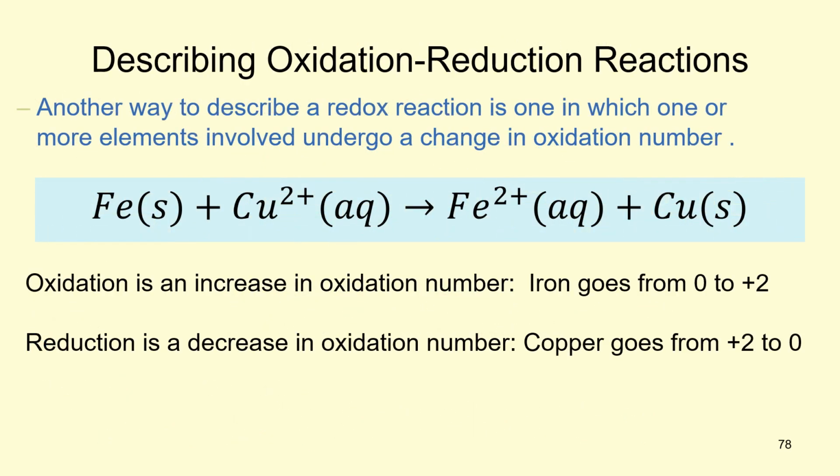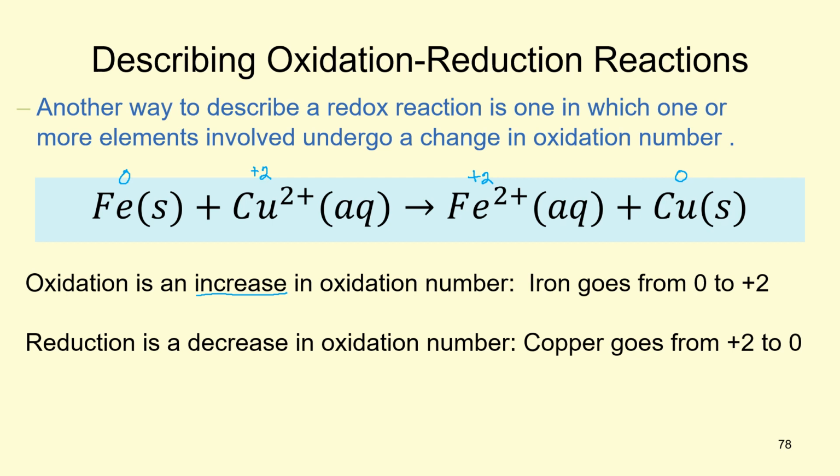Now, another way of describing a redox reaction is one where one or more element involved undergoes a change in oxidation number. So this is very helpful to remember, especially if you're good at finding oxidation numbers. You can see how they change during the reaction. So you can see here, iron has an oxidation number of 0. Copper has an oxidation number of +2. Here iron is a +2, and here copper is a 0. So the iron has gone from 0 to +2. So oxidation is an increase in oxidation number. So iron is what's being oxidized, and we already knew that because it's losing 2 electrons, but it's just another way of looking at it.